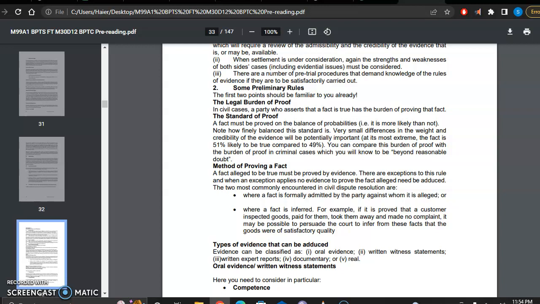Then there is the standard of proof. The fact must be proven on the balance of probabilities. Note how finely balanced this standard is. Very small differences in the weight or credibility of the evidence could be potentially important. The fact is 51% likely to be true compared to 49%. Like, there is a little bit of difference in the cases, and whichever has more weightage shall have more value.